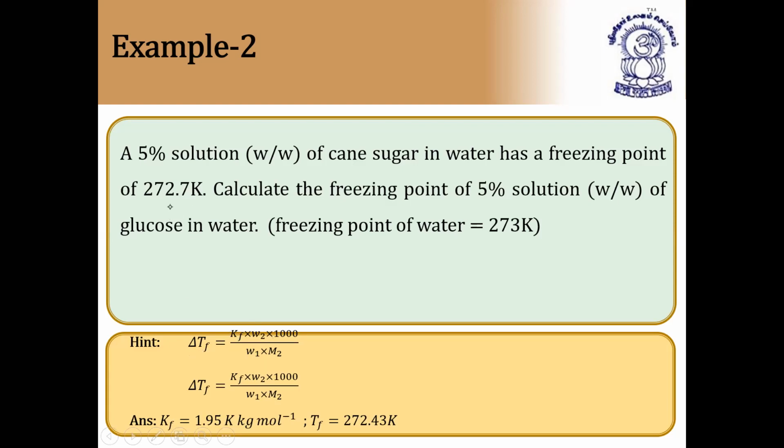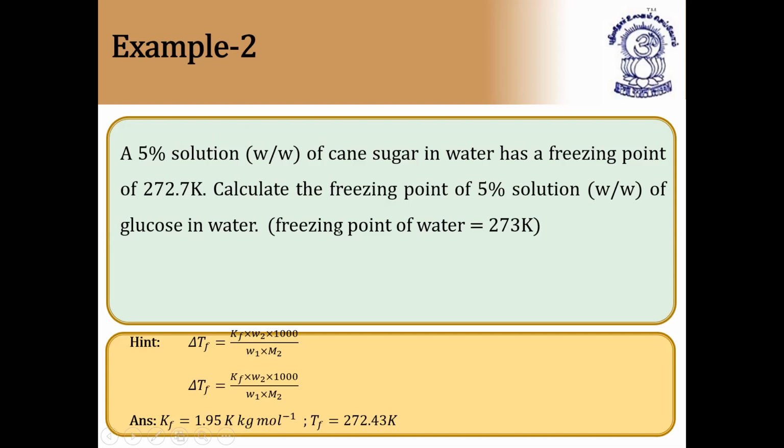Delta Tf is how much? 272.7 means what? 273 minus 272.7. That is becoming delta Tf. So in the first case delta Tf we know, and W2 and the molecular weight of the solute are also known. A 5% solution of cane sugar means nothing but 5 grams of cane sugar dissolved in 100 grams of water. Sorry, 95 grams of water. So 5 grams of cane sugar dissolved in 95 grams of water.